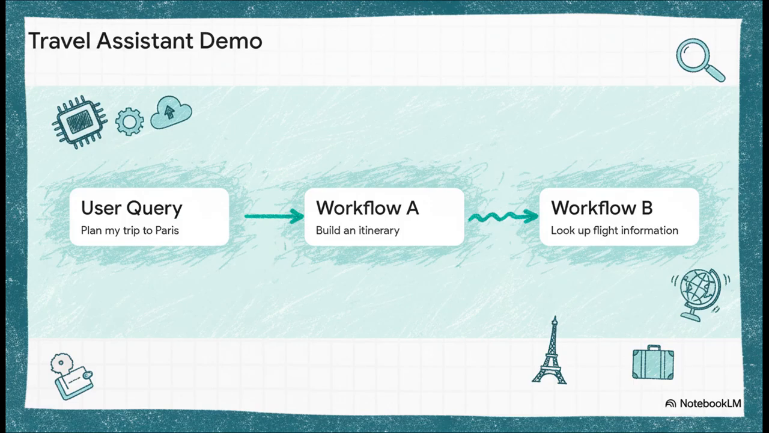A user types in, "Plan my trip to Paris," and the AI agent, seemingly on its own, decides to break that down into two distinct tasks. First, build an itinerary, and second, look up flight info. It looks like the LLM is making this really sophisticated, intelligent routing decision. And you know what? In the demo, it is.